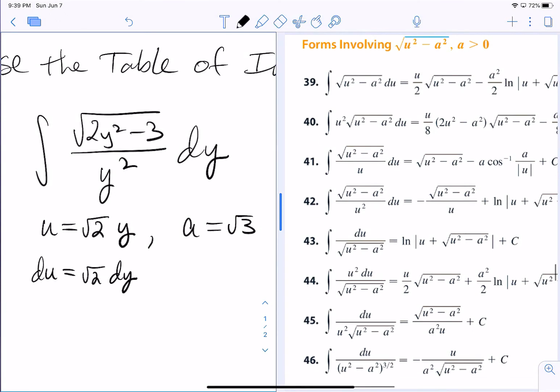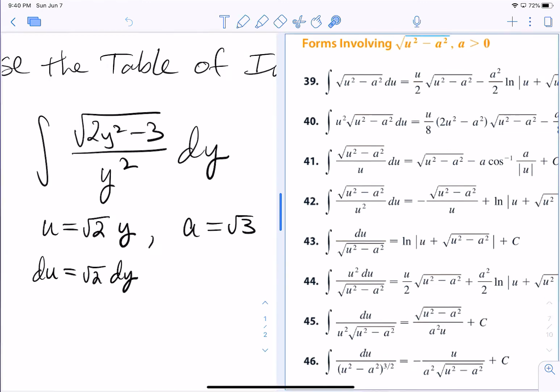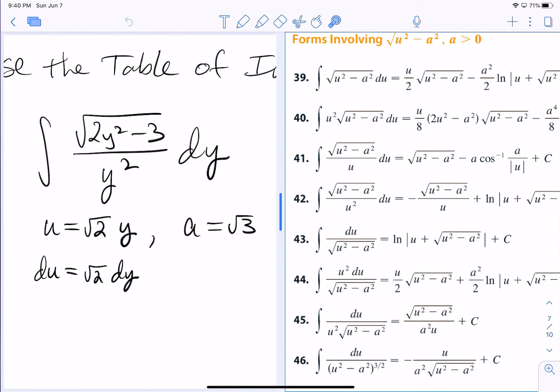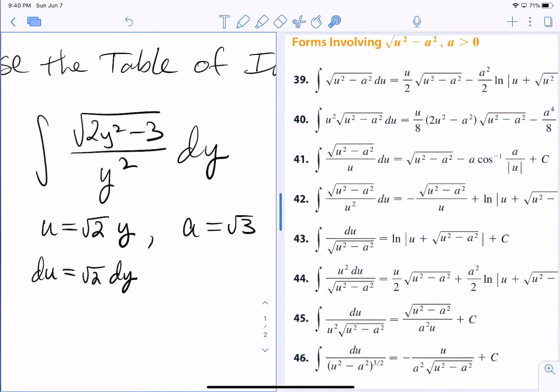I'd like for you to take just a moment and scan the portion of the table that is on the screen now and see if you can identify which form we're going to be using. Just pause the video and do it. I hope you actually did that. And it turns out we're going to use this form here. It's number 42 at the time that this video has been made. I don't know if they're going to revise this in future editions. But what we see here is the integral of u squared minus a squared in a square root divided by u squared. That's the closest match to what we have over on the left.